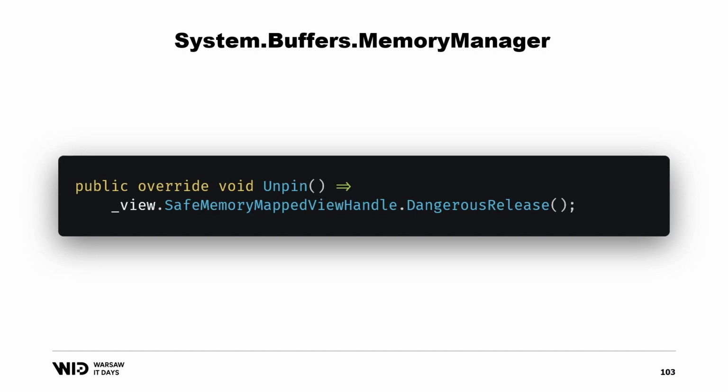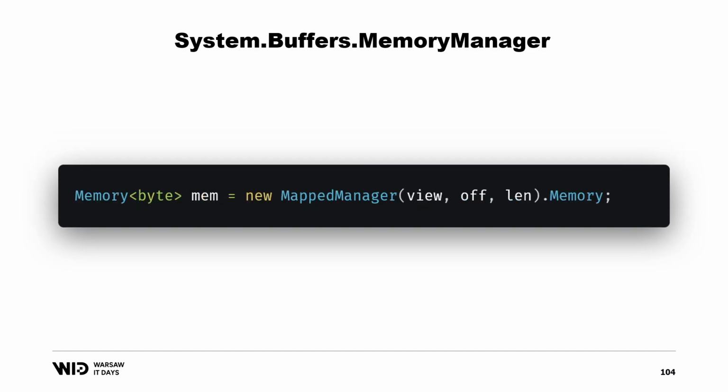Once this class has been created, it is enough to create an instance of it and access its .memory property, which will return a memory of bytes that internally references the mapped manager we just created. And there you go. Now you have a piece of memory.